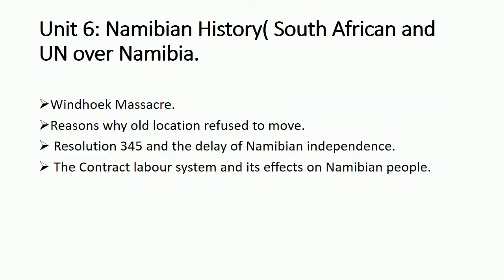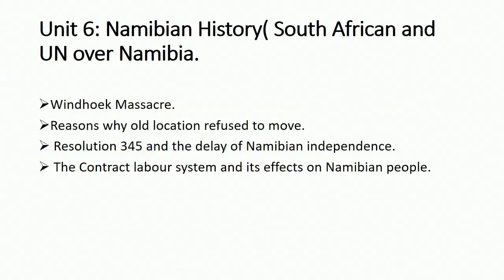Now, that's all about the Windhoek massacre. Now you should also be able to know about Resolution 435. What are the points of Resolution 435? What delayed the Namibian independence? So know when Resolution 435 was adopted, when it was implemented, and why there was a delay in the Namibian independence. So we also have the contract labor system. What is the contract labor system? How was it contracted in Namibia? And what effects did this contract labor system have on the Namibian people?